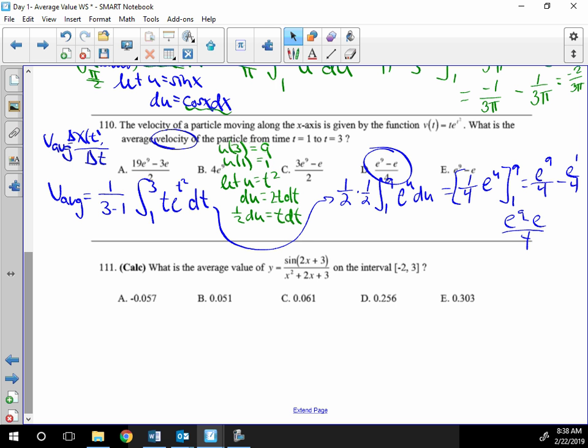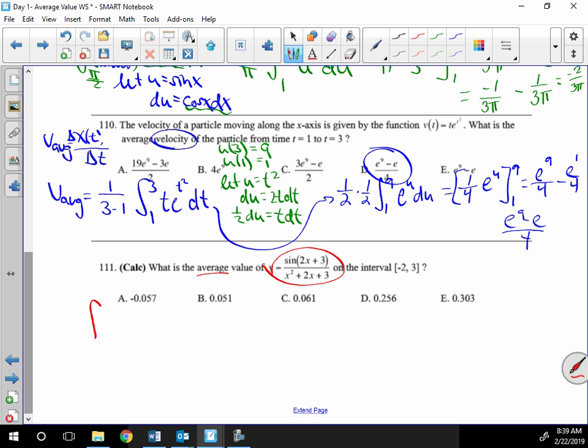So double check that you're in radians. So it says with the average value of this function, we want the average of this function, so this is the function we're integrating. All right, so we're simply integrating our sine of 2x plus 3 over x squared plus 2x plus 3. And we're going from negative 2 to 3. And it's going to be 1 over 3 minus the negative 2.